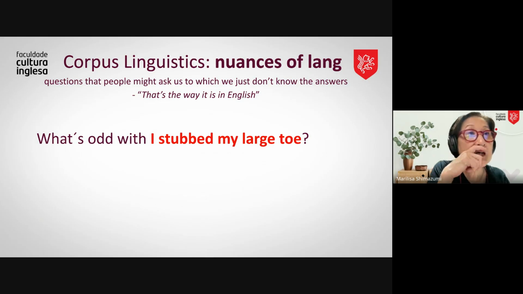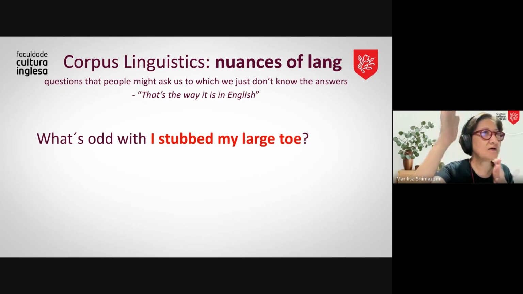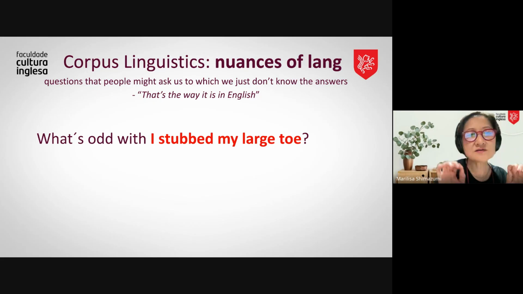But sometimes when our learners, and when we, are learning the English language, we come up with a use of language which is not quite natural, and the corpus can help us. So there is something odd with this statement here. I stubbed, I hit my large toe. There is something that is not said, it's not used, and corpus could help us.